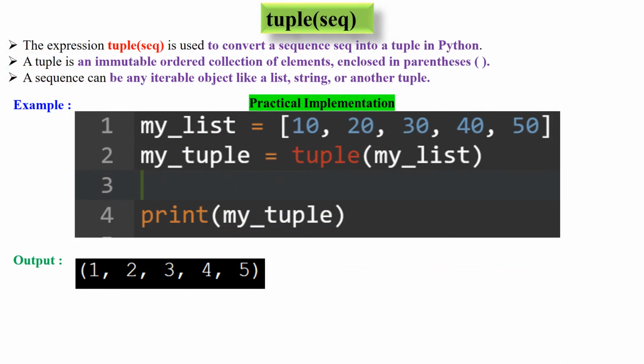The expression tuple(seq) is used to convert a sequence seq into a tuple in Python. A tuple is an immutable ordered collection of elements, enclosed in parentheses. A sequence can be any iterable object like a list, string, or another tuple. In this example, the list my_list is converted into a tuple using the tuple function. The resulting tuple my_tuple contains the same elements as the original list. As the output is a tuple, it's enclosed in parentheses.